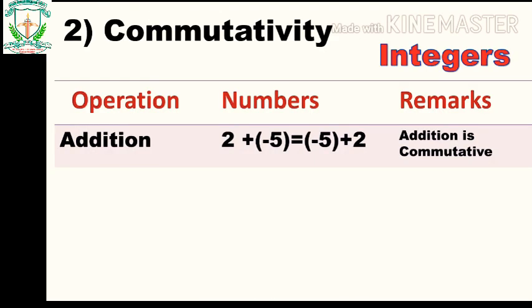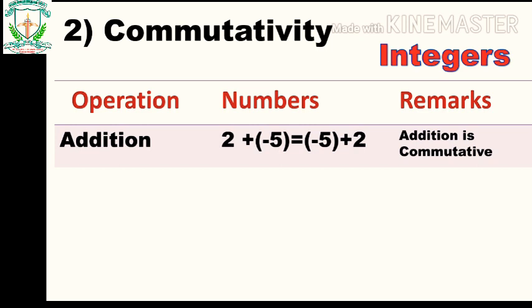Now let's talk about next property, that is commutative property for integers. Let's take an example. Let's add two integers. We take 2 and -5. Let's add these two integers. 2 plus of -5, that is plus into minus, it becomes minus. 2 minus 5 is equal to -3.